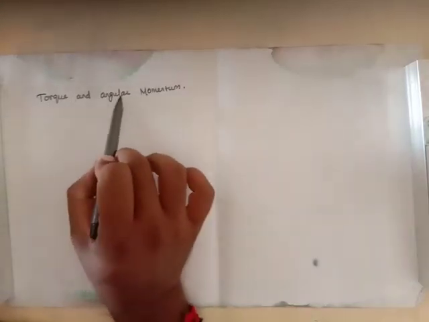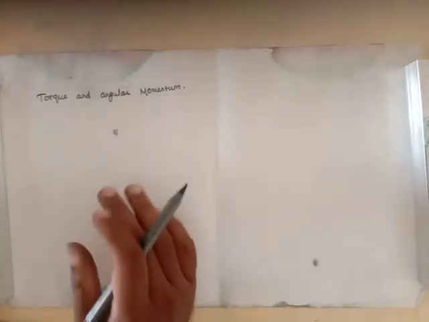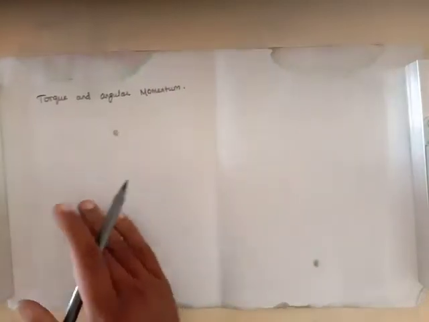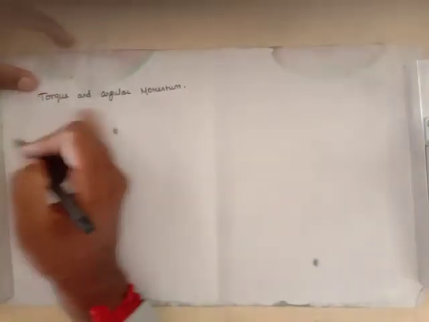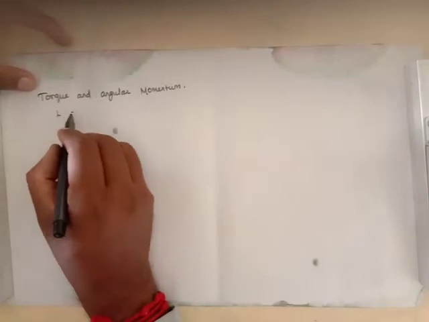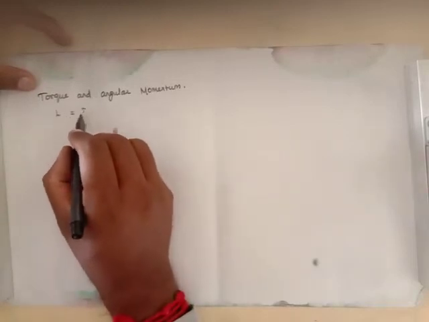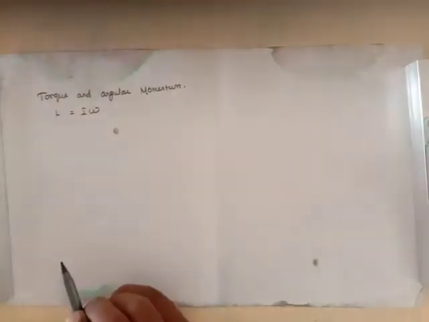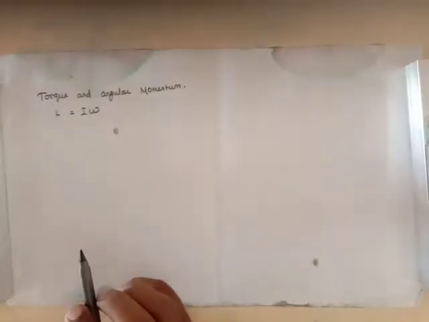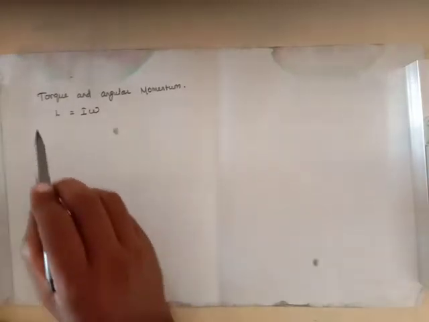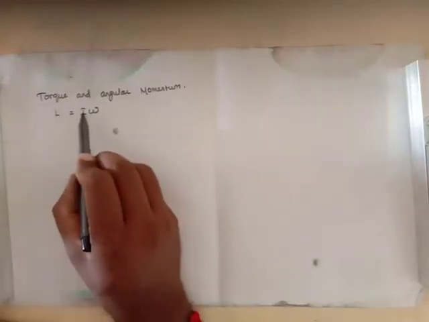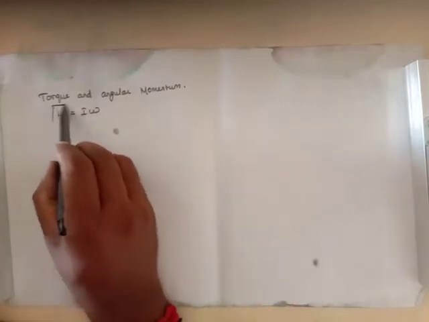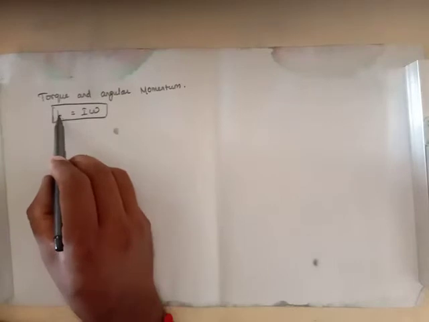Relationship between the torque and the angular momentum. From the general definition we know that the angular momentum is denoted by the letter L. L is equal to I omega. L means angular momentum, I means moment of inertia, omega means angular velocity. So this is the equation for the relationship between the angular momentum and the angular velocity.